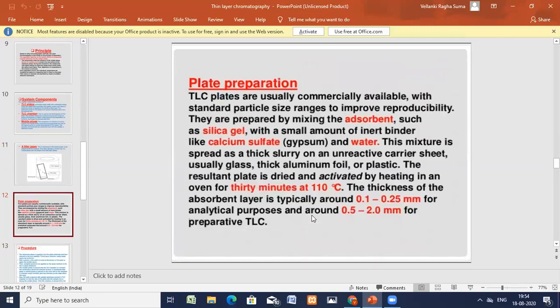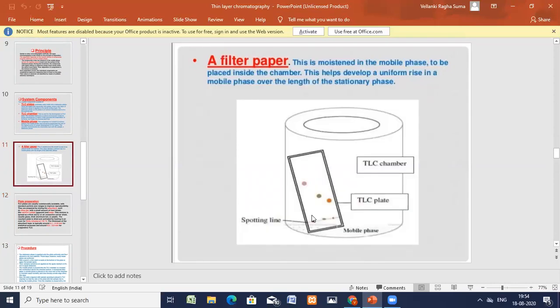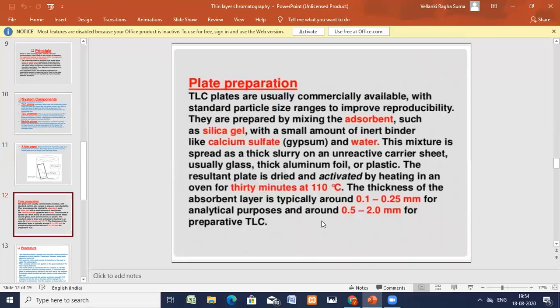Now we'll see the plate preparation, how we are doing. The previous diagram just showed you the TLC plate in the chamber, which is inserted in the mobile phase, and the sample mixture is kept as spots. Thereon they get separated. Now coming to the plate preparation, TLC plates are usually commercially available with standard particle size ranges to improve the reproducibility. They are uniform so that the reproducibility will be more, and the chromatogram, whatever you develop, will be good.